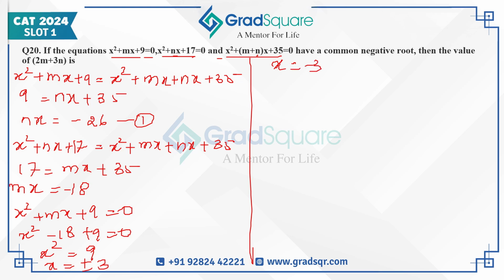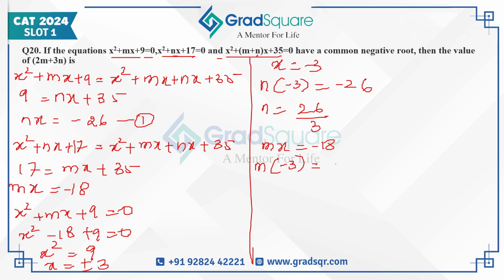In that case, I'll substitute it over here and see. I can find the value of n and m. So n into minus 3 is equal to minus 26, so n is equal to 26 by 3, right? And in the same way mx is equal to minus 18, so m into minus 3 is equal to minus 18. So m is equal to 6.